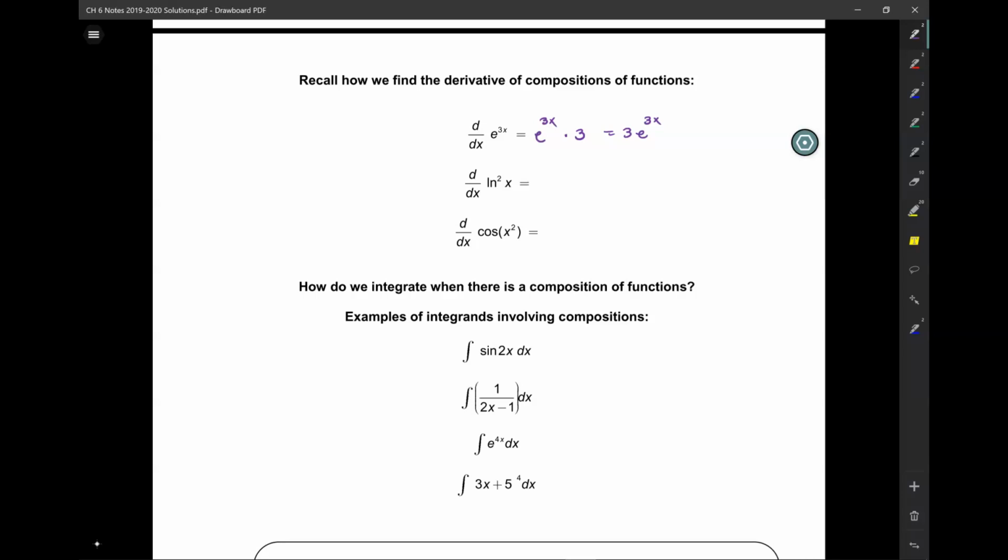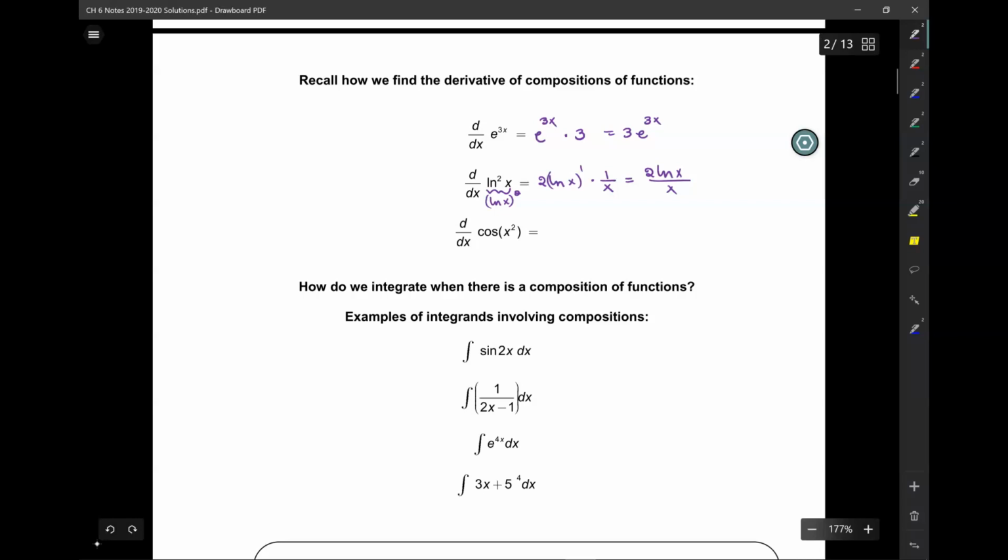Same thing here, right? What is this? ln squared x. That's just ln of x, squared. So first we took a derivative of the outside. It's something squared, so that was just 2 ln of x to the power of 1 times the derivative of the inside, 1 over x, to give us 2 ln of x over x. This is a composite function.